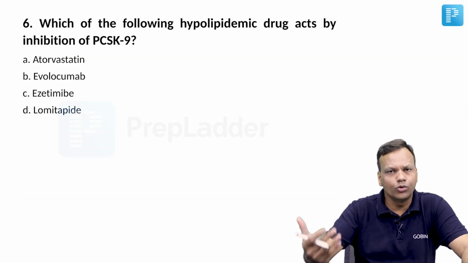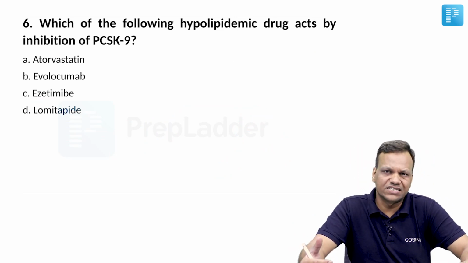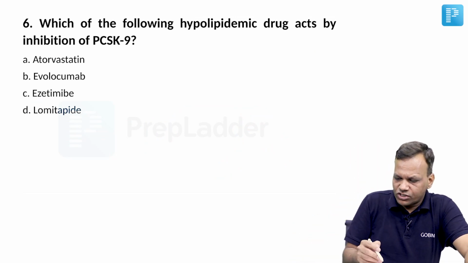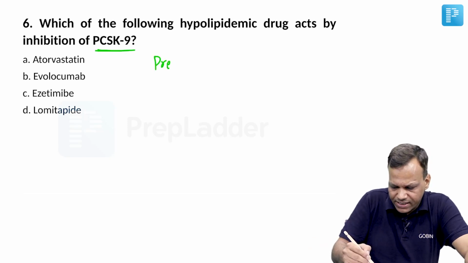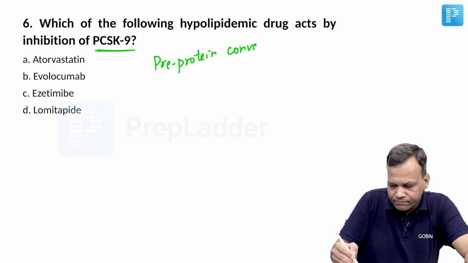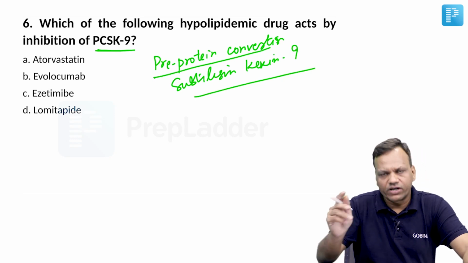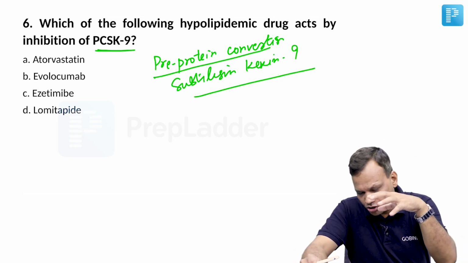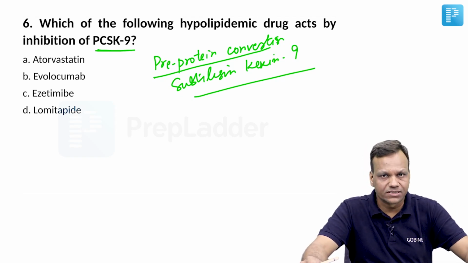This is about a new drug which is not so new nowadays because I have been teaching this drug since 5-6 years now. Which of the following act by inhibiting PCSK9? PCSK9, what is PCSK9? It is proprotein convertase subtilisin kexin type 9. First of all, what is the function of this protein? The function of this protein is it helps in breakdown of LDL receptors.